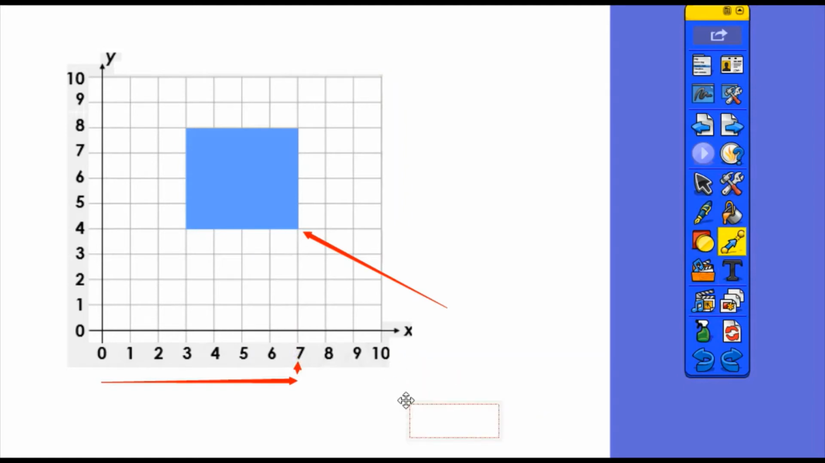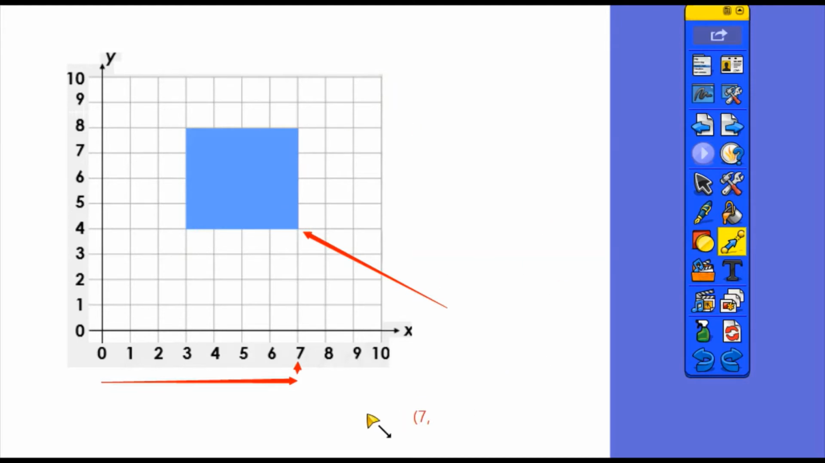So let me just quickly write this down. We always start with brackets. We have 7 is our x coordinate. We always separate the x coordinate and the y coordinate with a comma. So I've got a comma ready for my next part.